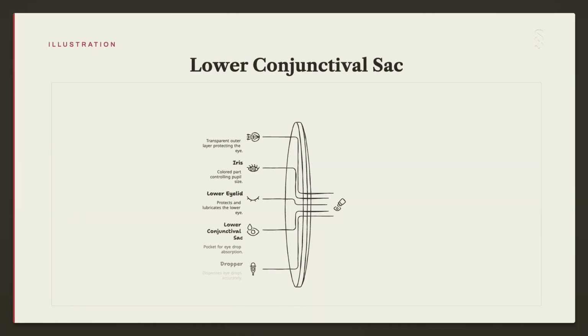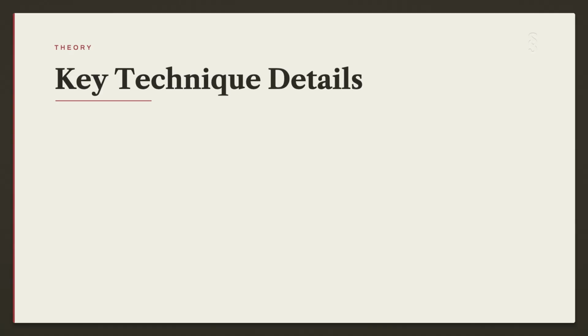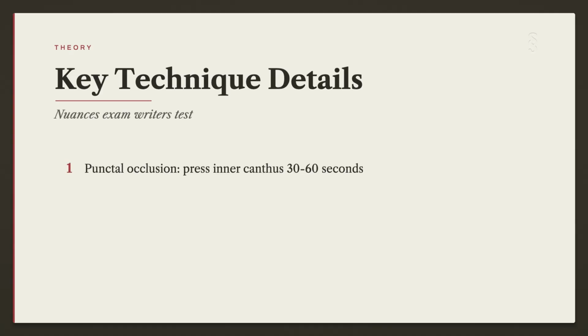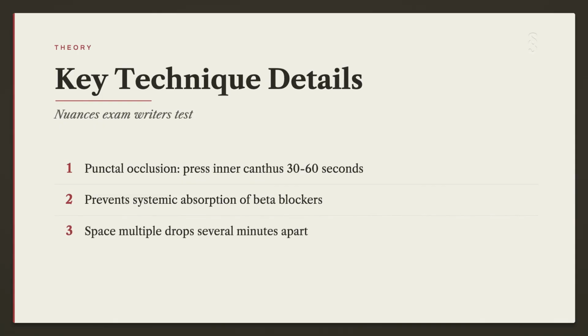To administer correctly, tilt the head back. Look upward to move the cornea out of the way. Gently pull the lower lid down to expose the sac, and release one drop without letting the dropper touch the lid, lashes, or eye. After instillation, applying gentle pressure over the inner canthus for 30 to 60 seconds blocks the nasolacrimal duct, keeping the drug on the eye and limiting systemic absorption, which matters most with beta blocker glaucoma drops that can cause bradycardia or bronchospasm.